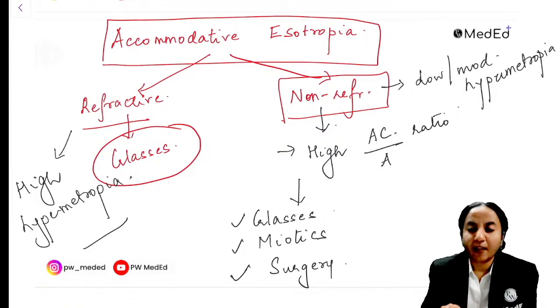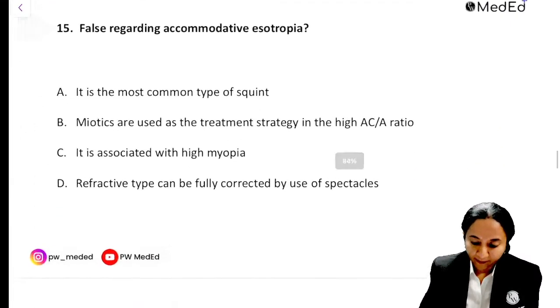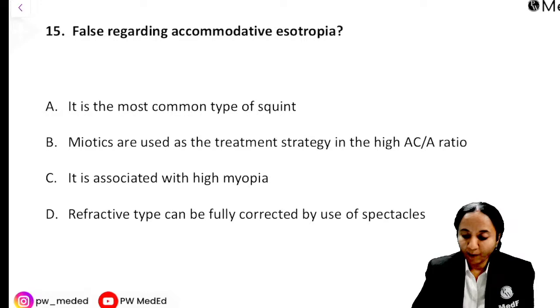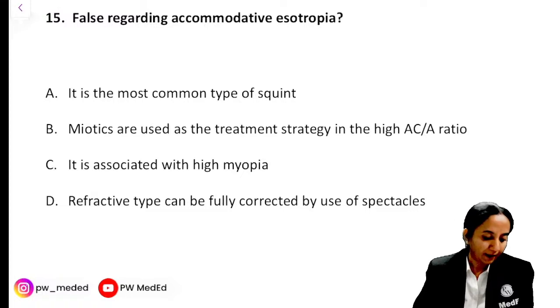Now we have read this. Now look at the next question. Look at this. What is false regarding accommodative esotropia? After this we will take a break. It is the most common type of squint. Miotics are used in patients with high AC by A ratio. It is associated with high myopia, and refractive type can be fully corrected by the use of spectacles. So what is the answer to this question?